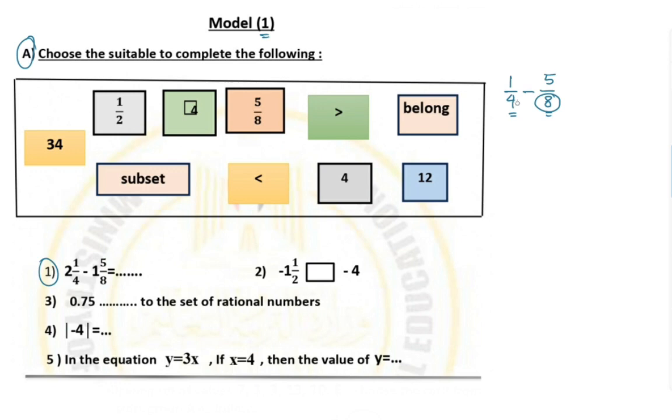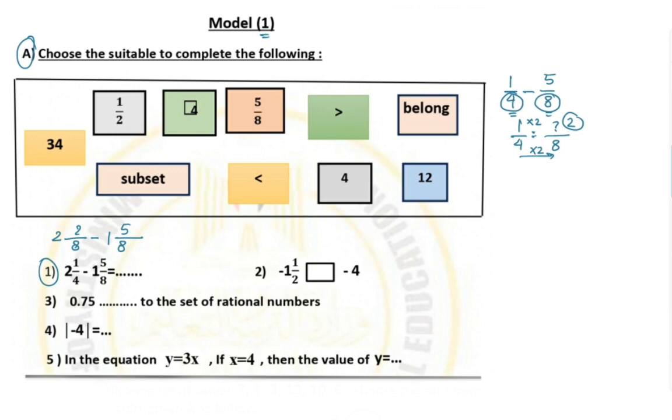Now I need to make this 4 become 8. How? I know that 1 over 4 equals what over 8? Yes, here we multiply by 2. If I multiply 2 by 1, that equals 2. Now a quarter equals 2/8. Now I can say that this question will be 2 and 2 over 8 minus 1 and 5 over 8. Okay?